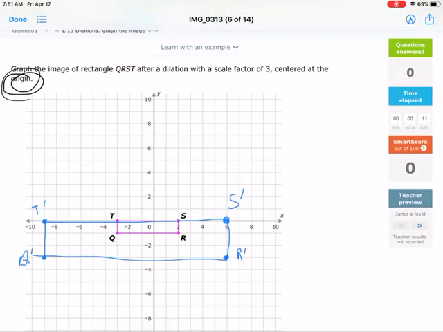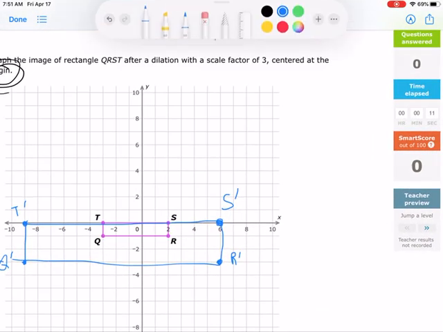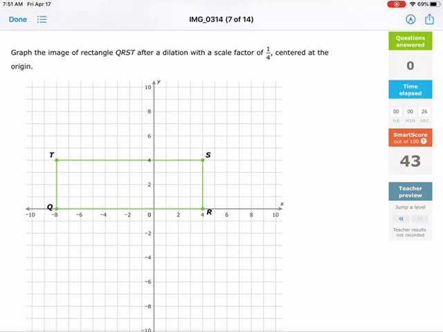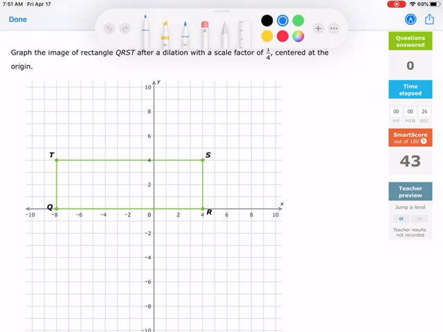All right, moving along here. What do we got here? L13. Dilate by a scale factor of 1/4. That's the same thing as dividing by 4. So again, I would take all of these coordinates and just divide everything by 4. Literally just divide by 4.